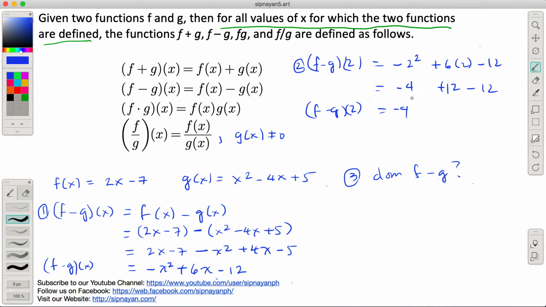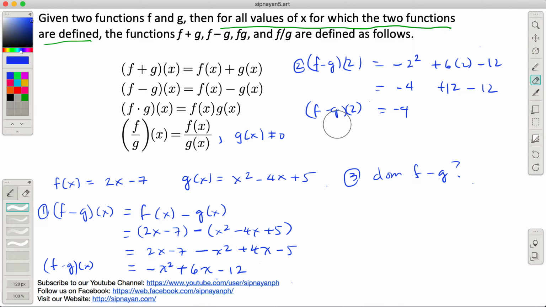Baka nagtaka kayo, bakit siya negative 4? Negative 2 squared is different. Pag negative 2 squared na may parenthesis, that's 4. No? Pero pag nag-negative 2 squared ka lang na ganyan, that's negative 4. No? So, wag kayong malilito dyan. Mamaya makikita nyo na tama tayo.